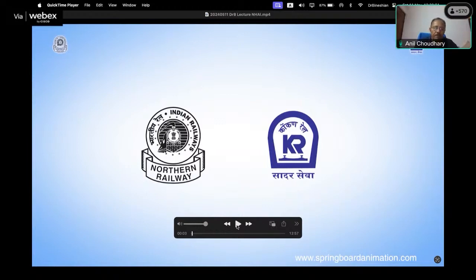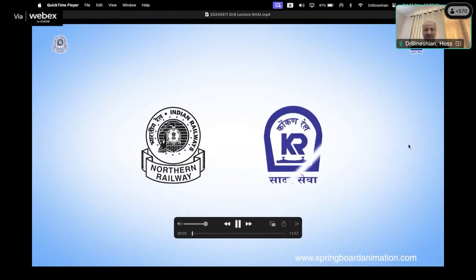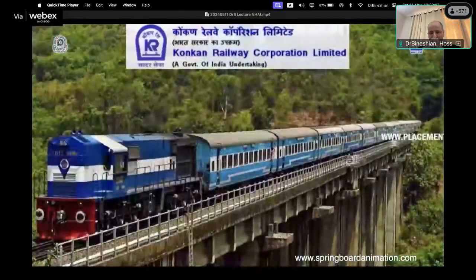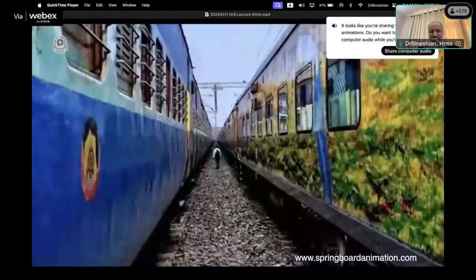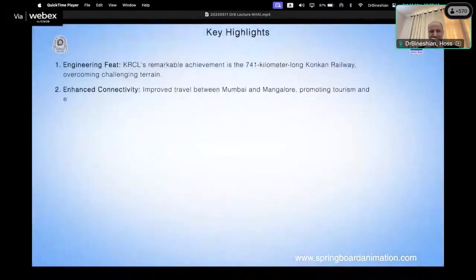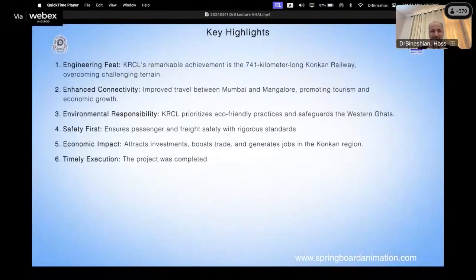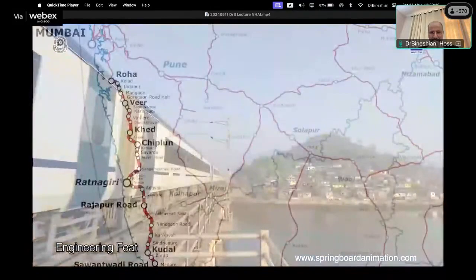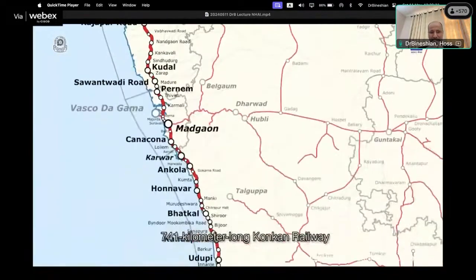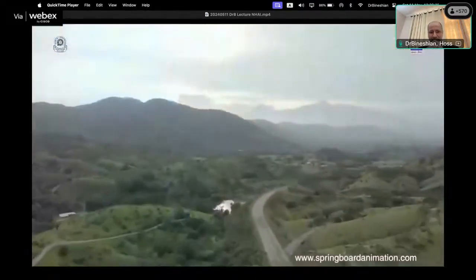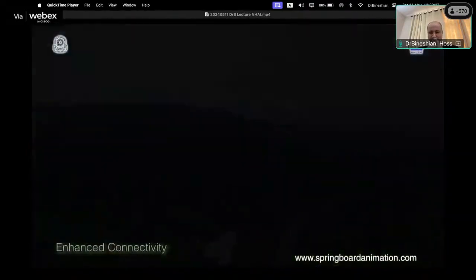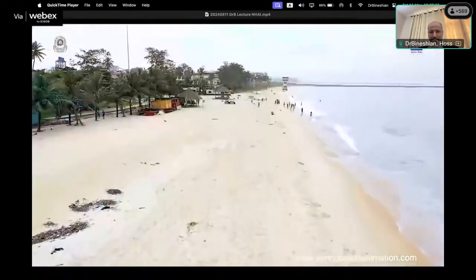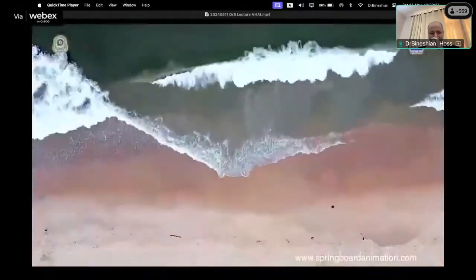Limited, KRCL, Connecting Dreams with Excellence. Established in 1990, Konkan Railway Corporation Limited is a standout example of excellence in India's railway network. Key highlights. Engineering feat. KRCL's remarkable achievement is the 741-kilometer-long Konkan Railway, overcoming challenging terrain. Enhanced connectivity, improved travel between Mumbai and Mangalore, promoting tourism and economic growth.